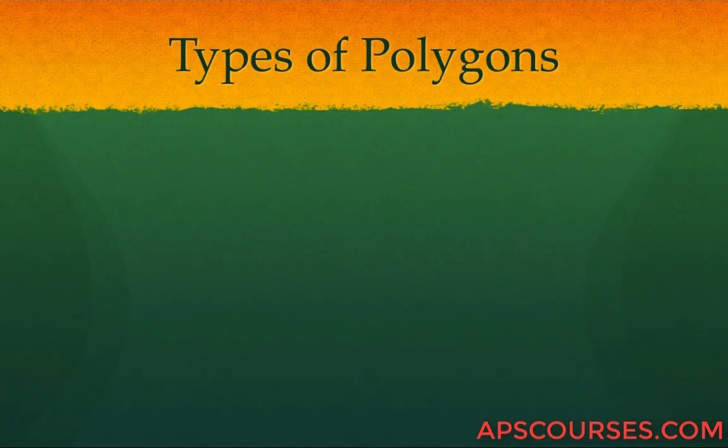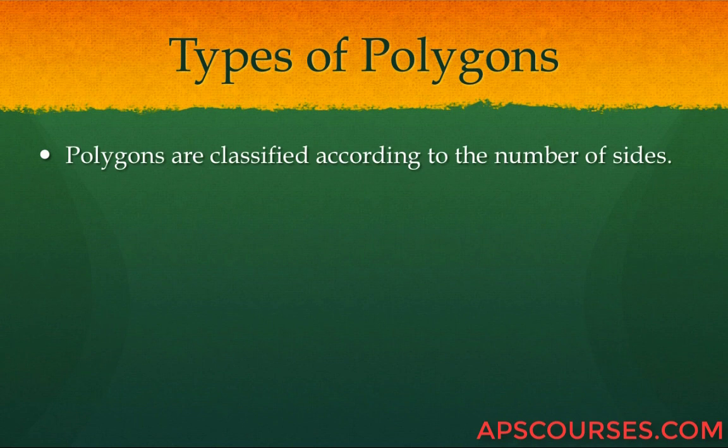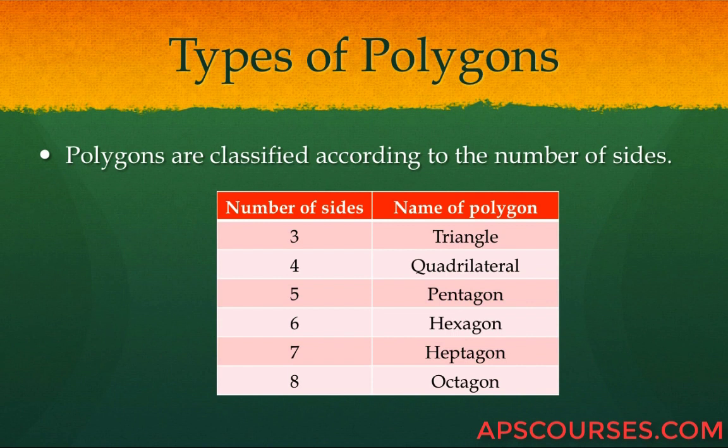Types of polygons. We classify polygons according to the number of sides they have. If a polygon has 3 sides, we call it a triangle. If it has 4 sides, we call it a quadrilateral. If it has 5 sides, we call it a pentagon. If it has 6 sides, we call it hexagon. If it has 7 sides, we call it heptagon. And for an 8-sided polygon, we call it an octagon.